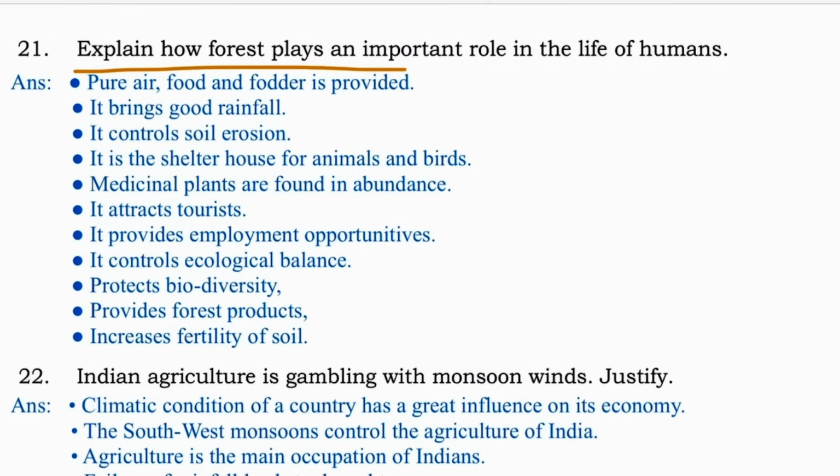Explain how forest plays an important role in the life of humans. See, these are the main points for how it plays an important role. First, it provides pure air, food and fodder. It brings good rainfall. It controls soil erosion. It shelters animals and birds. It has many medicinal plants found in abundance. It attracts tourists. It provides employment opportunities, controls ecological balance, protects biodiversity, provides forest products, and increases fertility of soil.